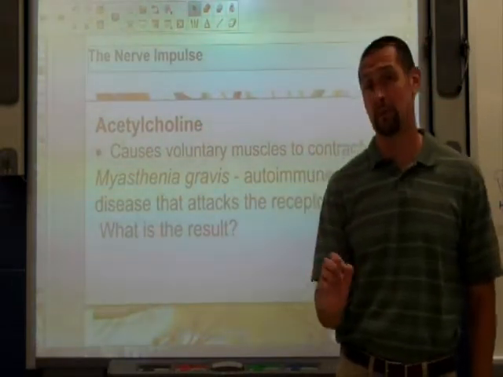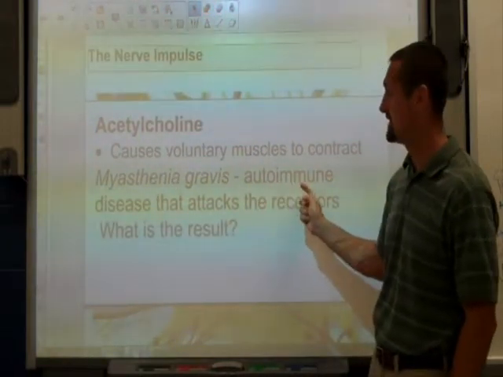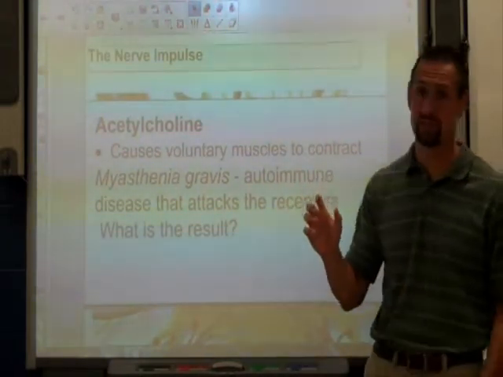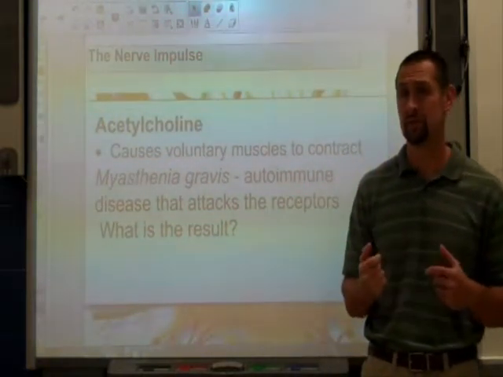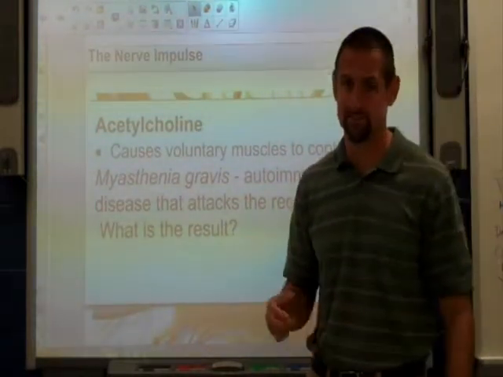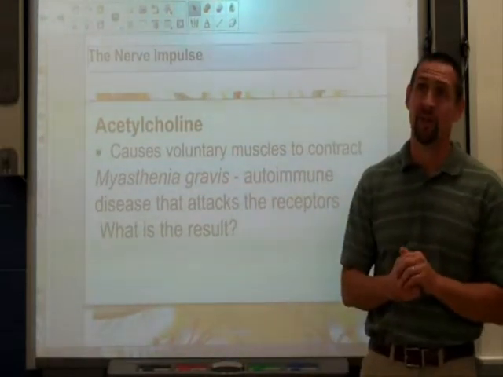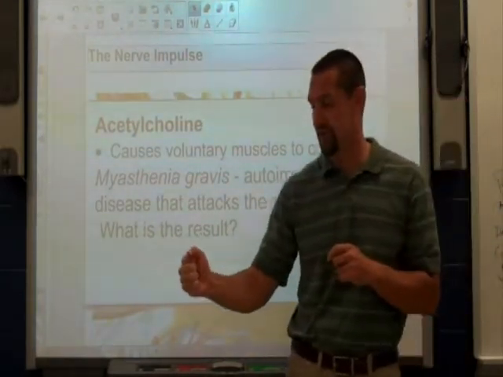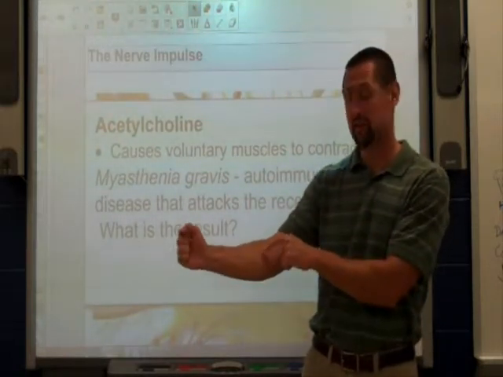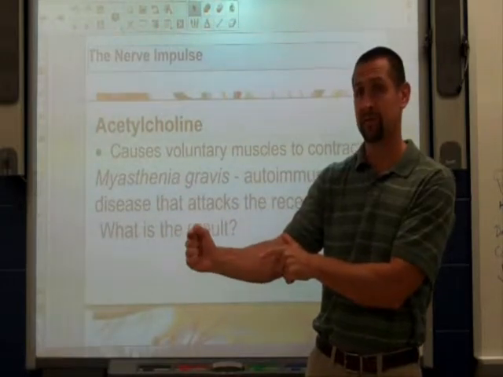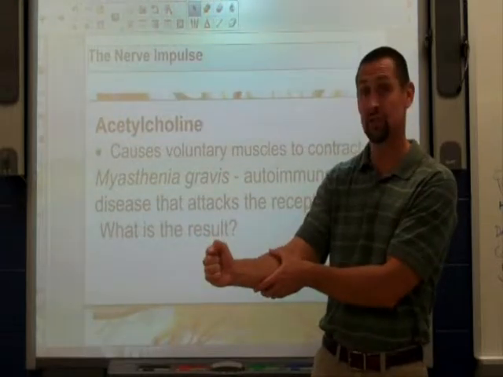Myasthenia gravis is a problem with acetylcholine. In this case, your body's immune system is attacking the receptors that recognize acetylcholine. So what's the result? The result is that the acetylcholine signal doesn't get to the muscle. So you tell your arm to squeeze, that signal is coming down your arm, signaling your muscles to do that motion, and when it does, it releases some acetylcholine, causing those muscles to contract.